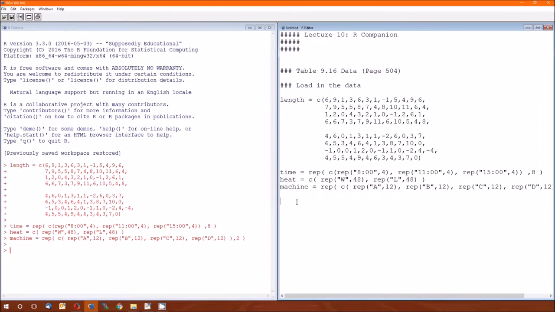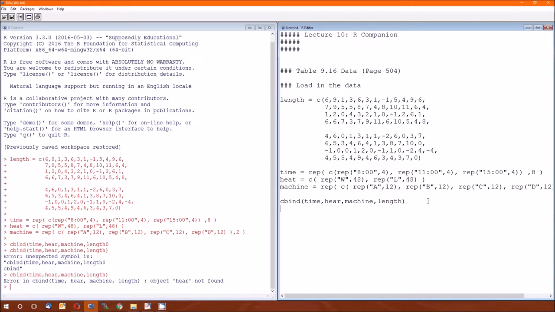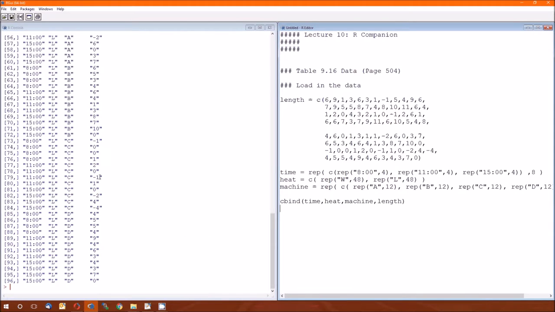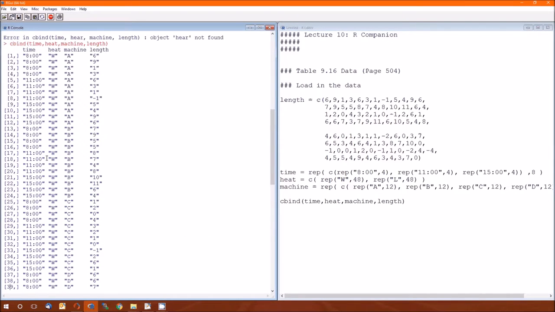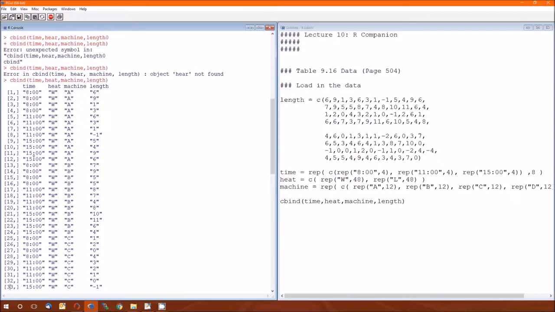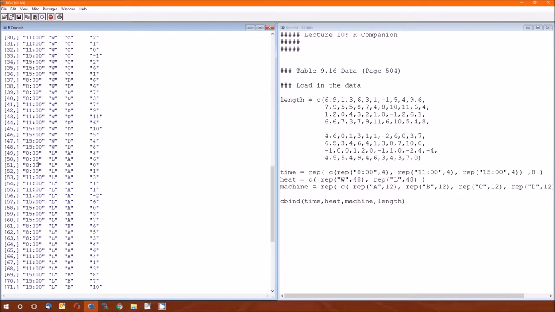And in fact, I used the cbind: time, heat, machine, length. Oops. Heat. There we go. I looked at the output from that cbind command, and I went back over table 9.16 just to double check that I got everything in correctly. It took a while, but it's what you've got to do if you care.